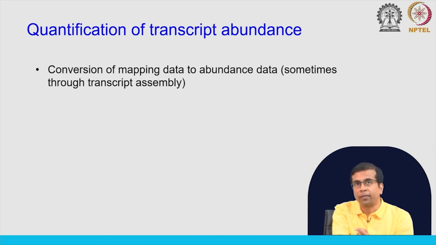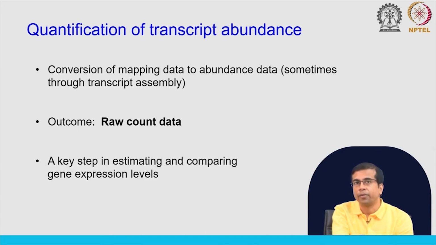What we get after this step is something called the raw count data. This is a very important step in estimating and comparing gene expression levels. If you look at the databases, you will see a lot of data is deposited in terms of raw count data, because this is the starting point for a lot of downstream analysis.